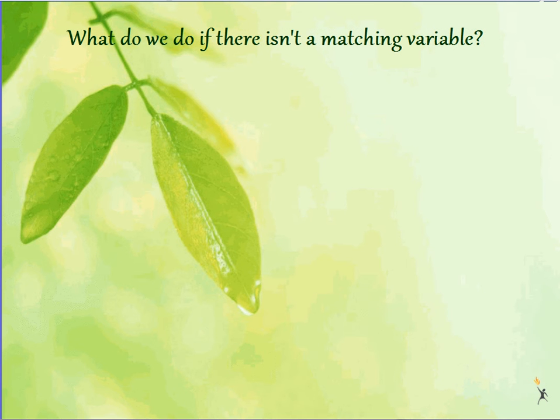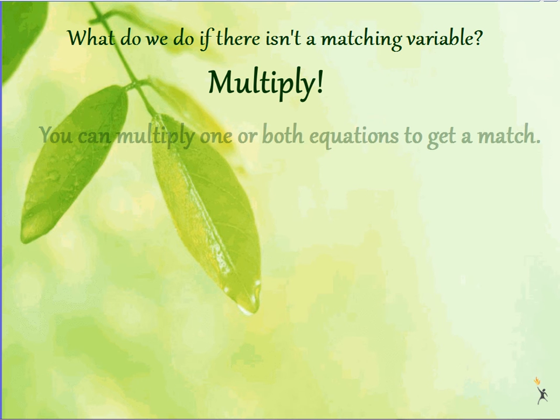Now, what to do if there isn't a matching variable, because unfortunately our world is not perfect and we don't always have a matching set of variables. In that case, we're going to force there to be a matching set of variables by using multiplication. And just on a side note, you can multiply one equation, or you can multiply both equations by different numbers in order to get a match.